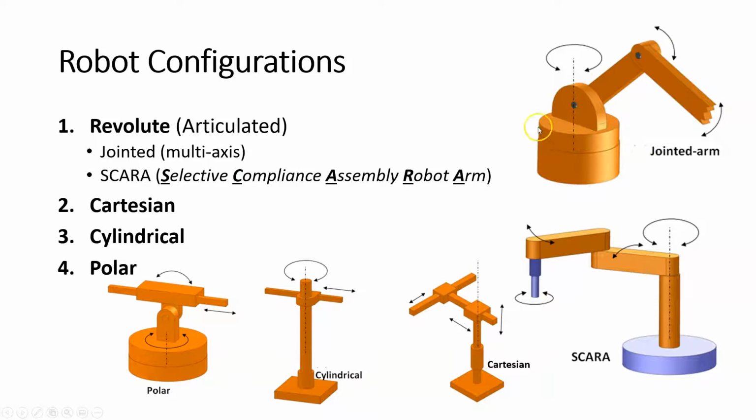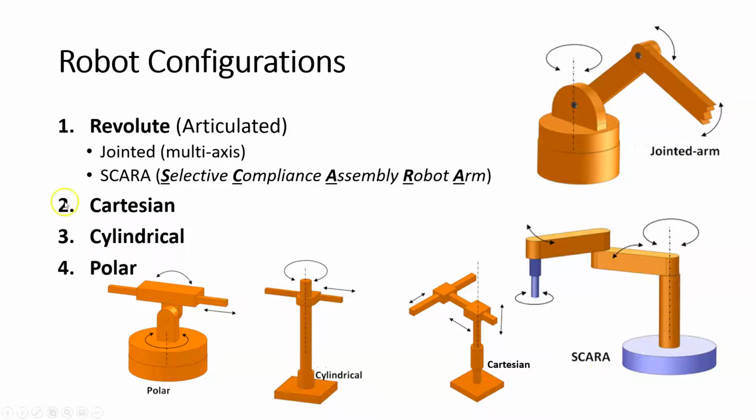You can see that it can rotate on the base. This arm can move, this arm can move, and then we have other motions that we can have with more arms here. This is an example of another revolute or articulated robot. This is a SCARA robot. We'll see an example of this. So you can see it can rotate. It can even move up and down if we wanted to. But each one of these arms is going to rotate.